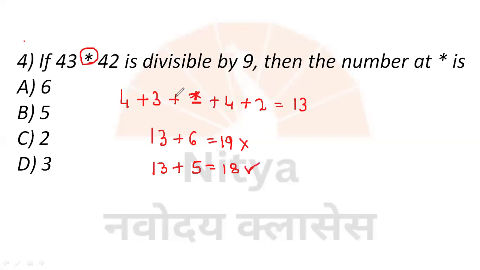So when we put 5 in the star place, the sum will be 18. So 18 is divisible by 9. So the option is our B.